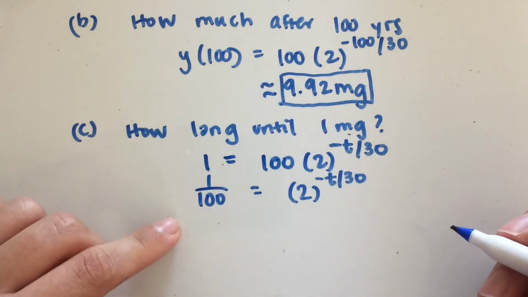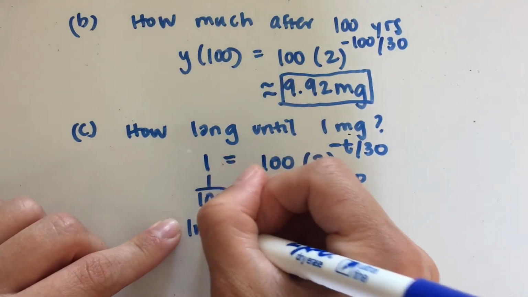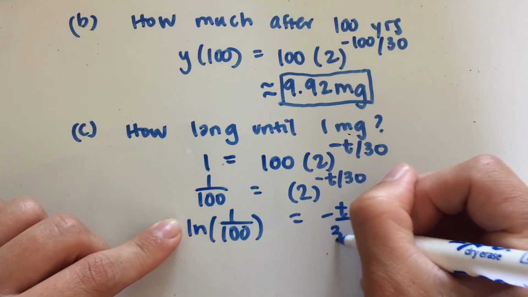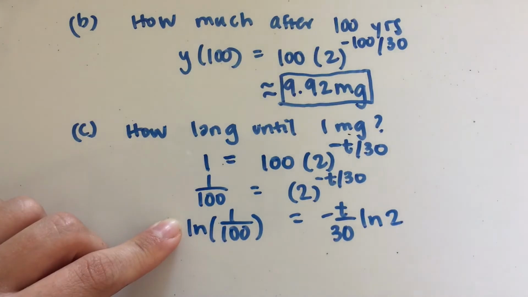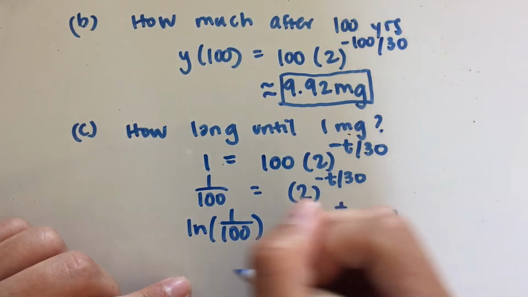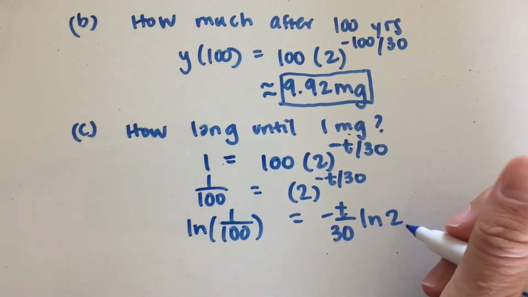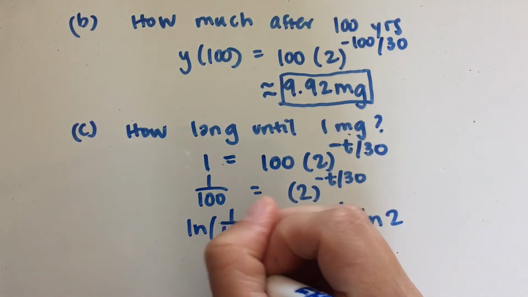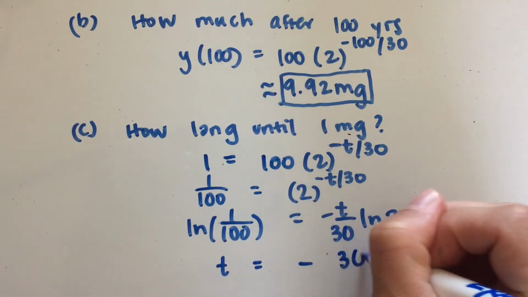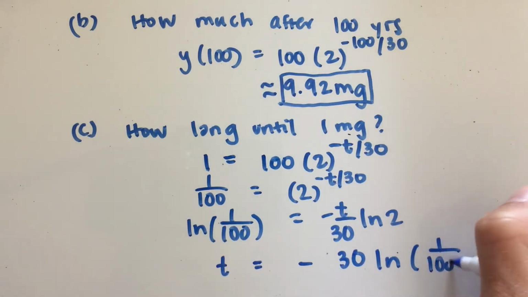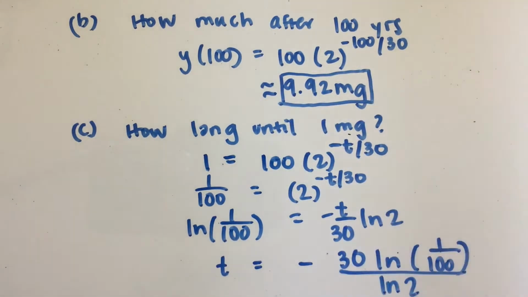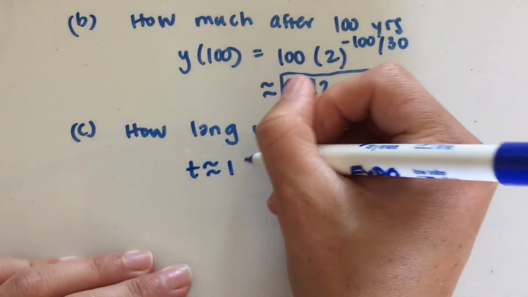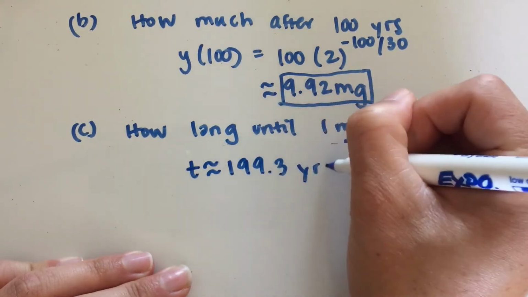And now we're going to take the log of each side to bring this exponent down. So we get ln of 1 over 100 equals negative t over 30 times ln 2. And finally, we can multiply 30 to each side and divide by ln 2, and also multiply by negative 1 to get rid of that. So we get t equals negative 30 times ln 1 over 100 divided by ln 2. And then t will approximately equal 199.3 years.